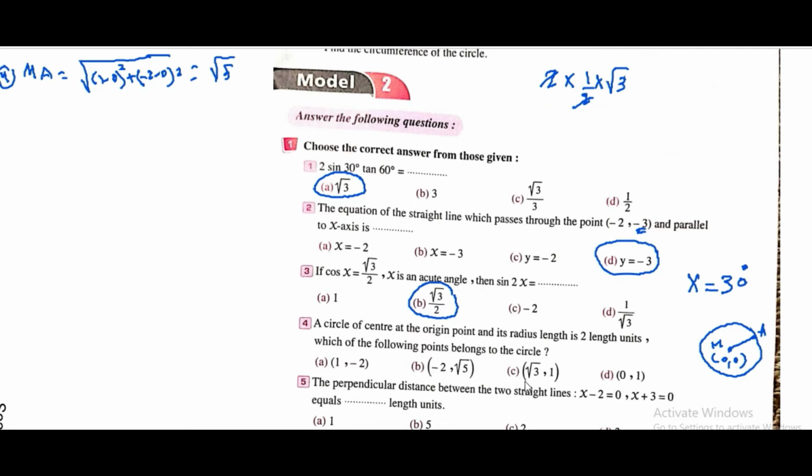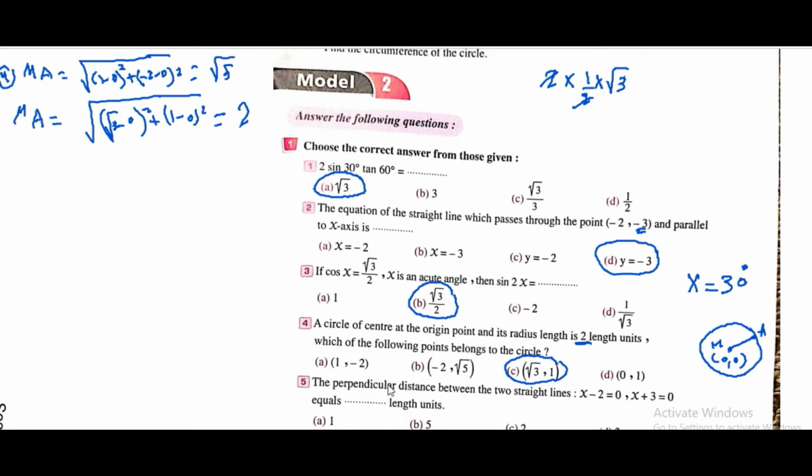But if we test the point (root 3, 1) to find the distance MA, it is the square root of (root 3 minus 0) all to the power 2 plus (1 minus 0) all to the power 2, which equals 2. So the radius is 2 units. So the point which belongs to the circle is (root 3, 1). Test the other points in the same way; if the test fails, the point doesn't belong.